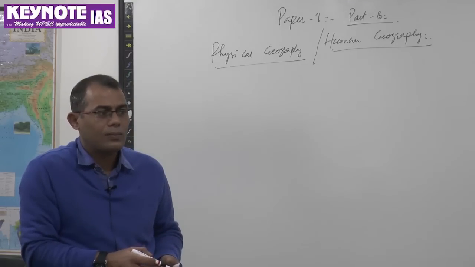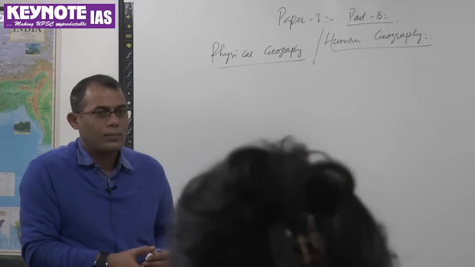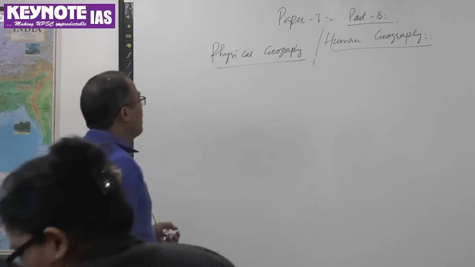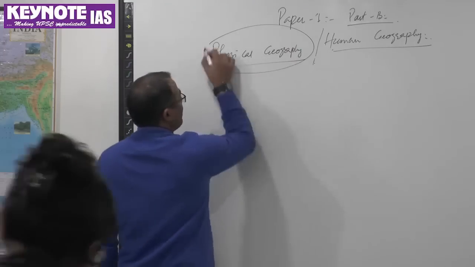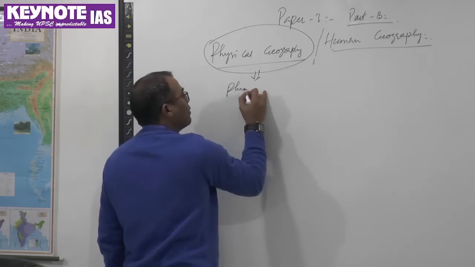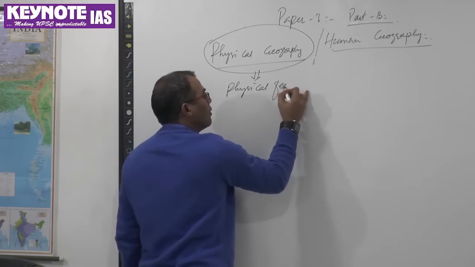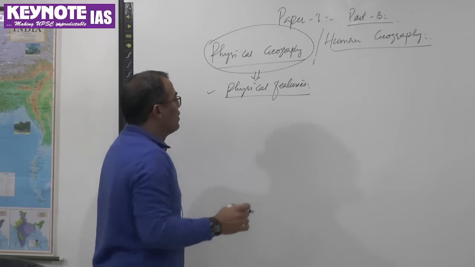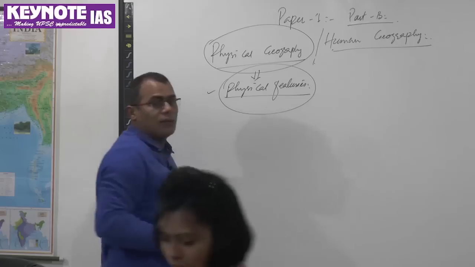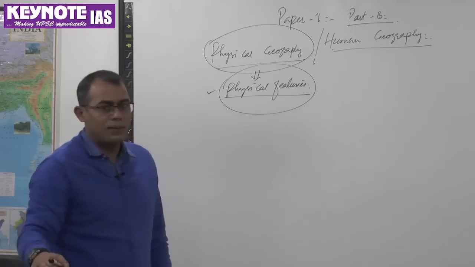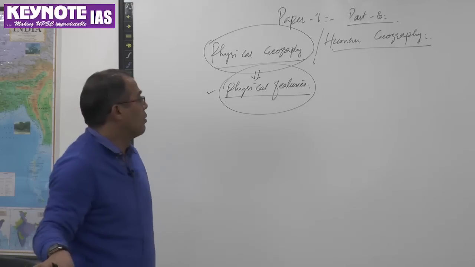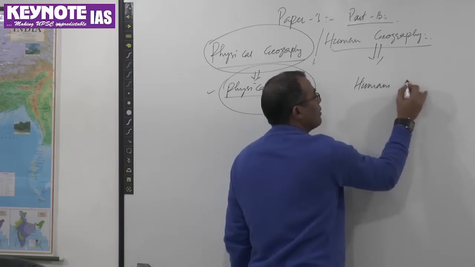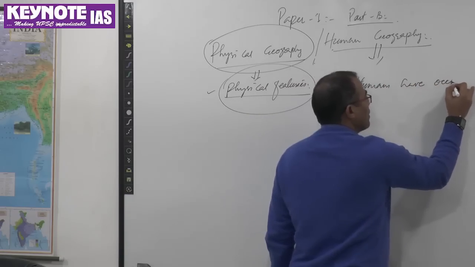How geography is affecting dietary habits, that will come under human geography. And if you look at physical geography, that is primarily about the physical features. So when you talk about physical features, that is the landforms, the climatic aspects, and several other aspects related to physical geography. And human geography is how obviously humans have occupied this space.